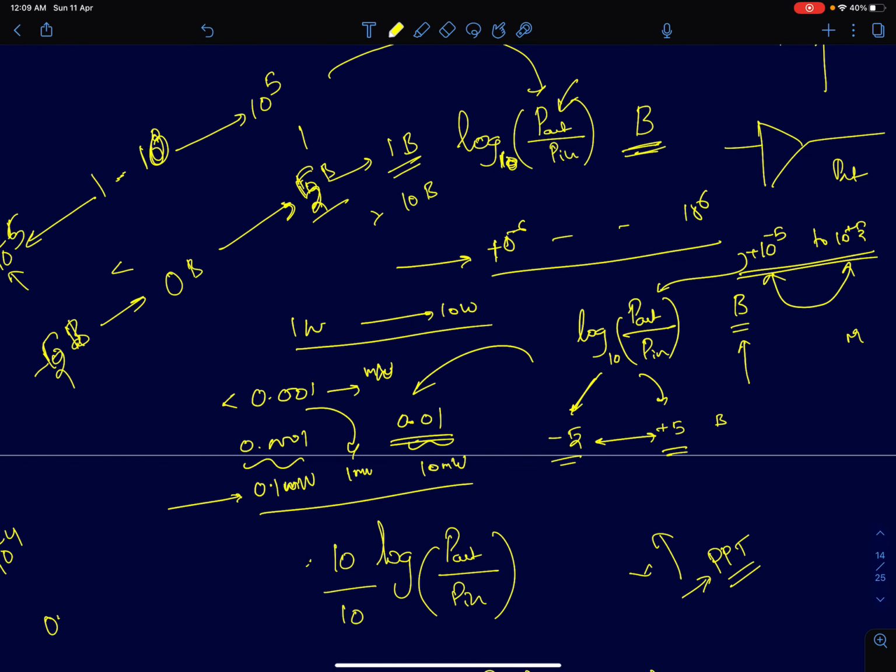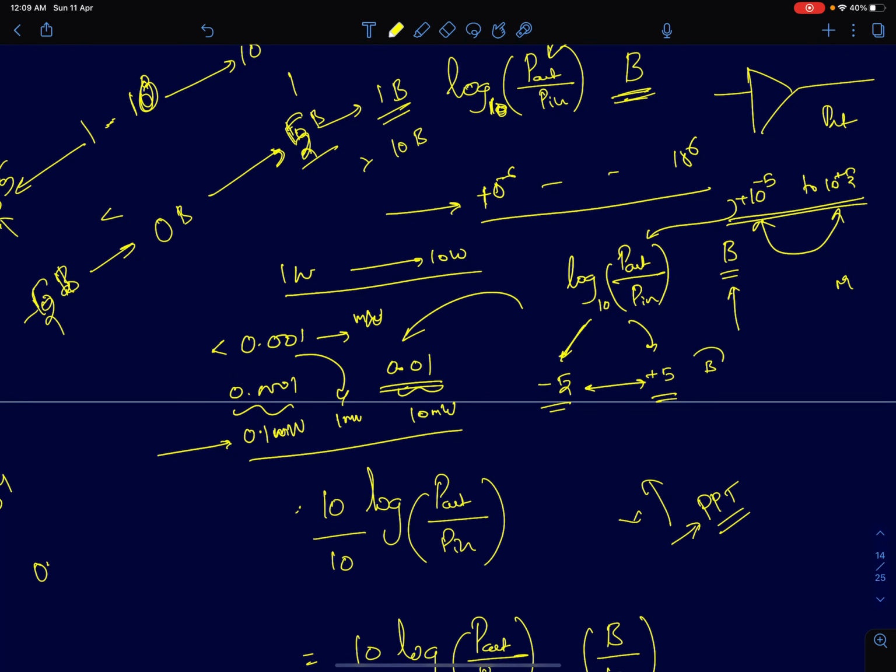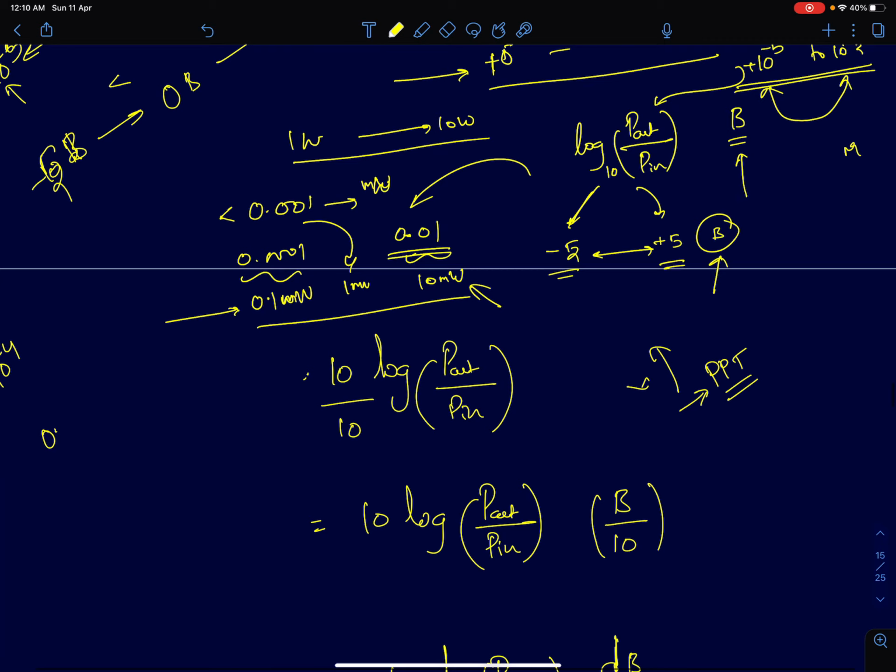So therefore, instead of expressing it in bells, I can express it in decibels, just as a milliwatt is 1,000th of a watt. Decibels will be 1/10 of a bell. So now I'm going to multiply and divide by 10. I'll write it as 10 log of P out by P in into B by 10.